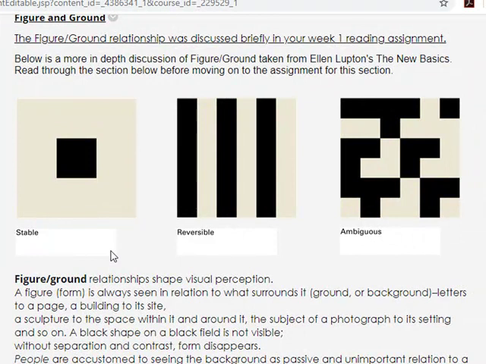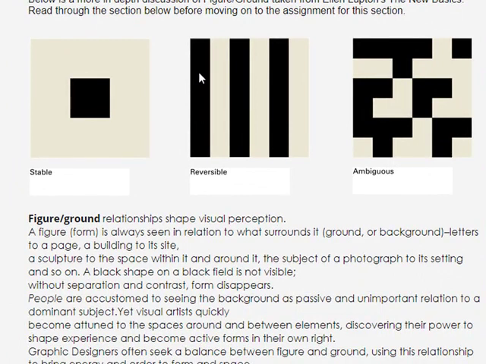But the basics of a figure-ground relationship, or what we're looking for, are stable, where we have a centered black square on a white background; reversible, where it's not really very clear what the figure-ground relationship is, it flip-flops. It could be the black, it could be the white. The last one is the ambiguous figure-ground relationship, where again the hierarchy is not super clear. So it's not so much flip-flopping, but more up in the air, like, what exactly is going on there.